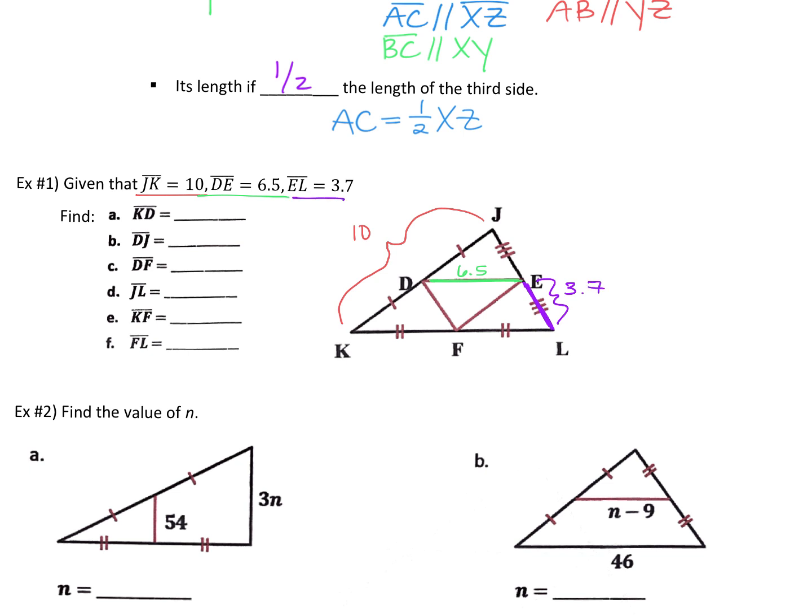Okay, so let's say that's all we know in this triangle, but notice your markings. These are mid-segments because they have all the pieces that are marked congruent. What would the length of KD be? 5. KD would be 5. If the whole thing is 10, and these are marked congruent, then it has to be 5 and 5. So KD has a length of 5. What's DJ? 5.